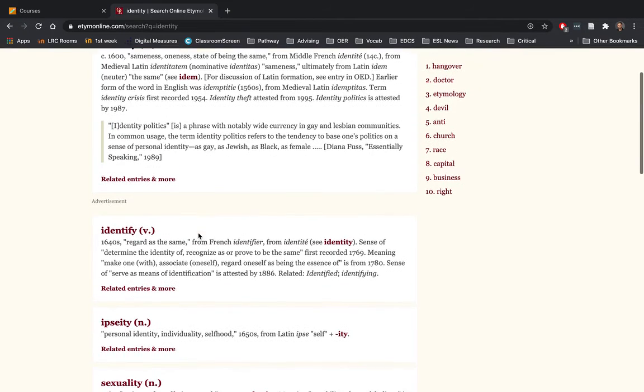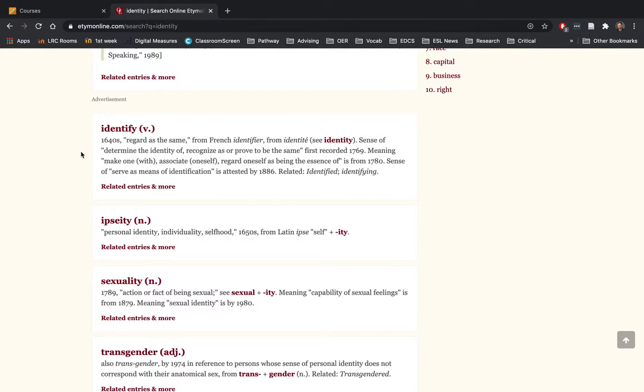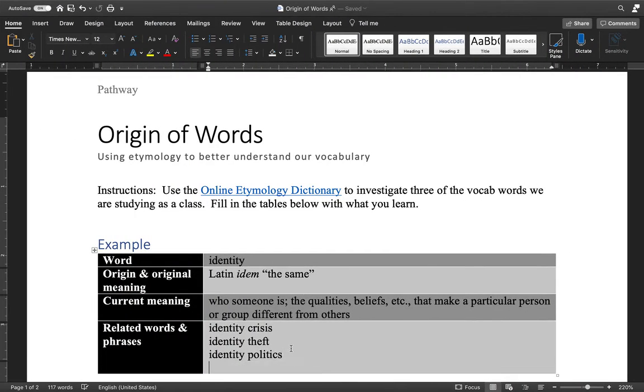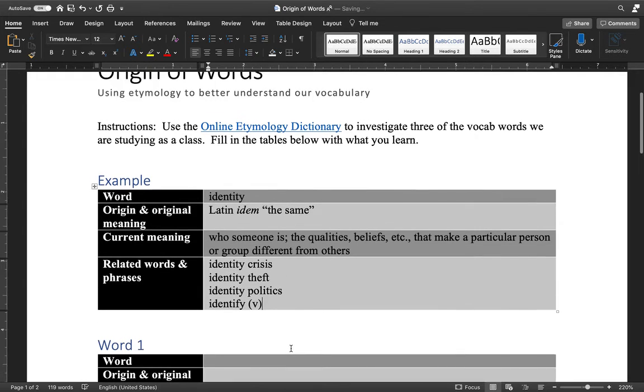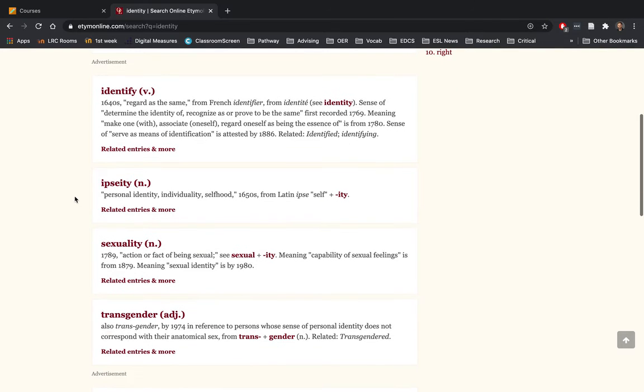If I keep scrolling down now, I will find a list of other possible dictionary entries. Some of these could be useful because they could help me find more related words. So I see identify, which is a verb, and it looks like it comes from identity, from identité. So it looks like it's related. I'm going to note that that's a verb, identify. You'll notice I'm starting to get into the word family now.